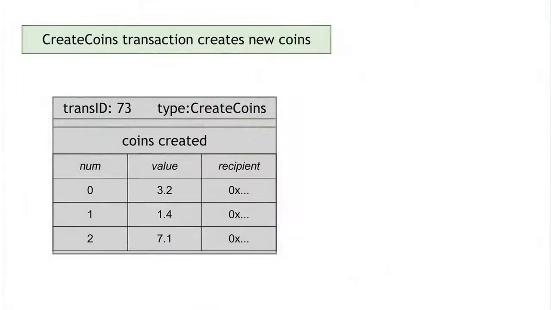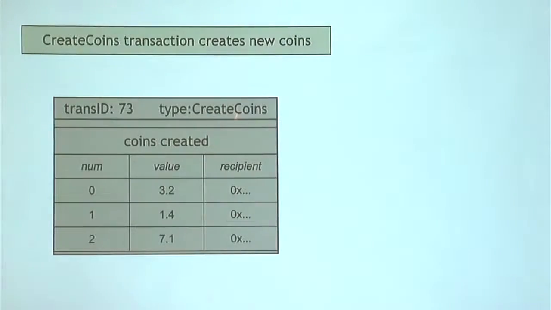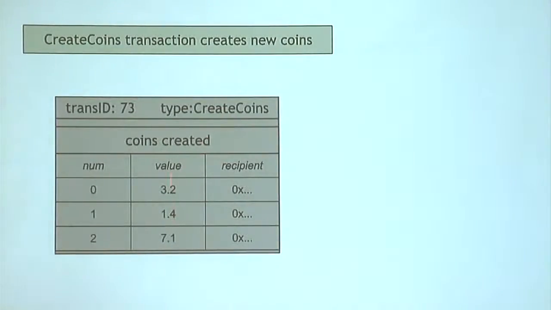All right. So in Scrooge Coin, there are two kinds of transactions. The first kind is a create coins transaction, and what it does is create new coins. That's like the operation Goofy could do in Goofy Coin that makes a new coin. But here, we're going to allow multiple coins to be created in one transaction. So here's what a create coins transaction looks like. It has transaction ID number 73, let's say in this case. Its transaction type is create coins, and then down here there's a list of which coins are created.